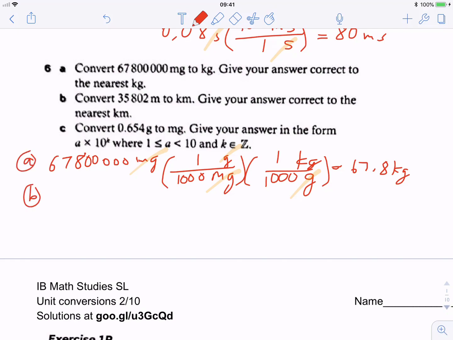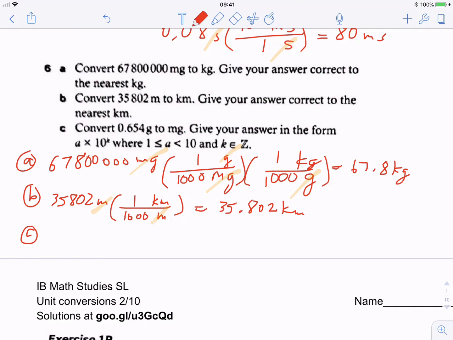So B, convert 35,802 meters to kilometers. Okay, so 35,802 meters times a domino, which has meters in the bottom and kilometers on top, 1,000 meters in 1 kilometer. So that would be equal to 35.802 kilometers. Because I canceled out the meters, I'm left with kilometers. Remember, you can do all these divisions in the calculator because in math studies you can always use a calculator.